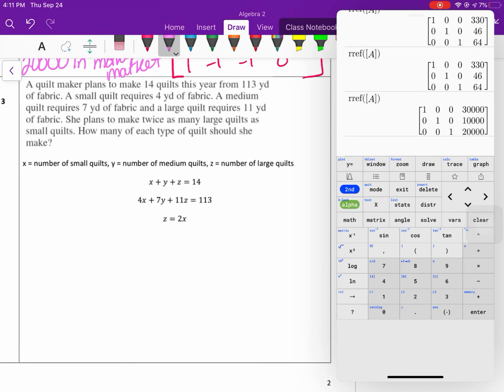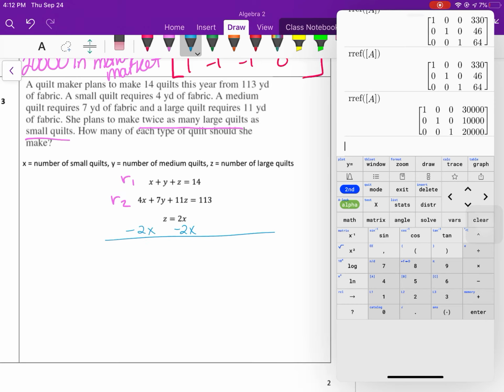Okay, I think you're probably getting the gist of it, but just one more quick one. This was the quilt one. We were going to make 14 quilts, small, medium, and large, 4 yards of fabric, 7 yards, and 11 yards for each, 113 total yards. And then it said that we had twice as many large quilts as small quilts. So that's the equation we had come up with. So again, this is going to be row 1, row 2. Now this third equation, we will have to make sure it lines up.